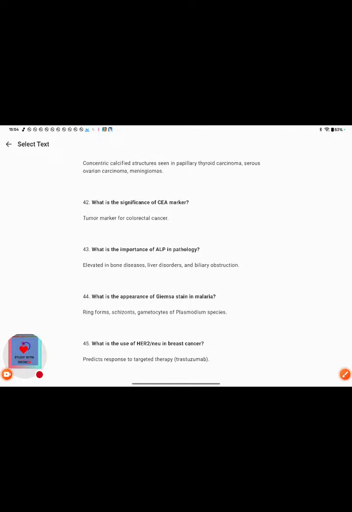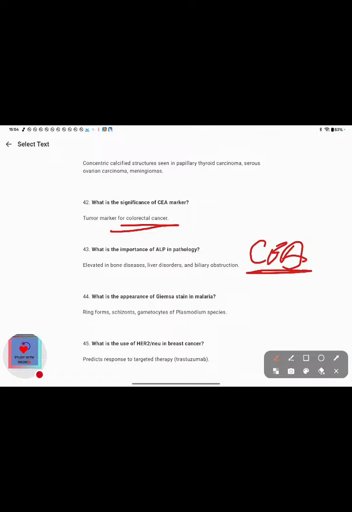Okay, what is the significance of CEA? This is the marker for colorectal cancer. CEA is a tumor marker for colorectal cancer.